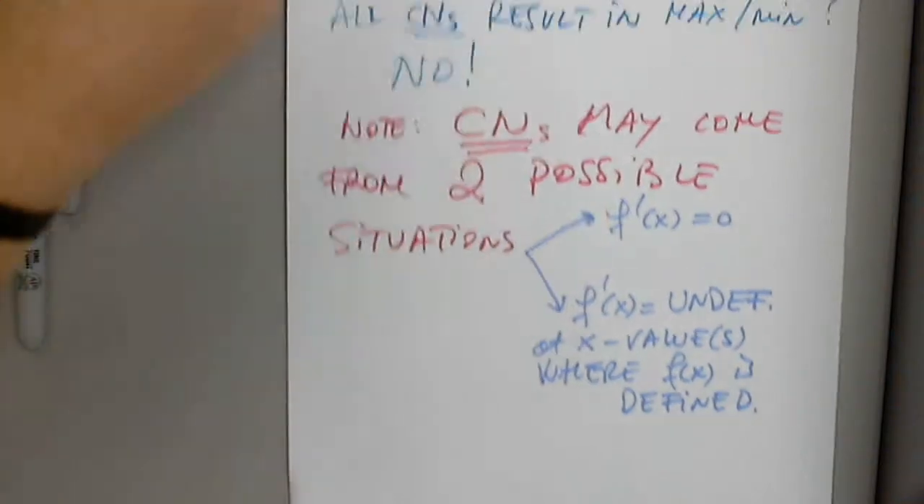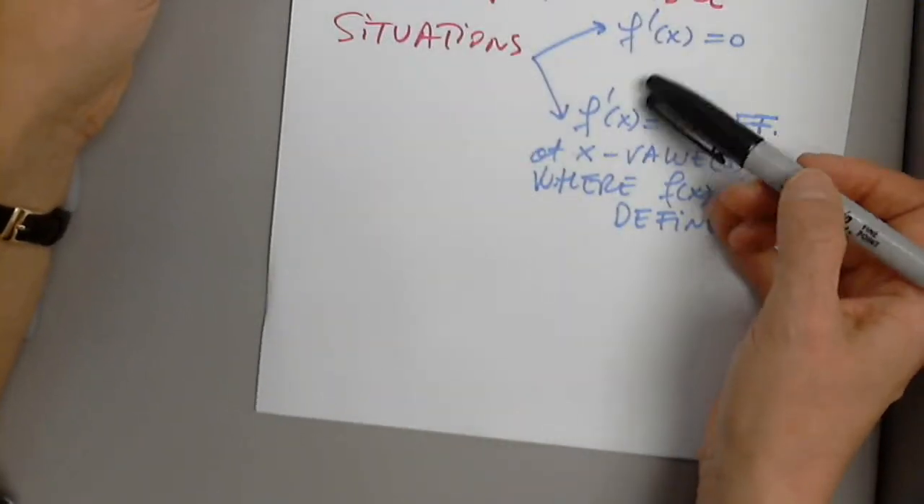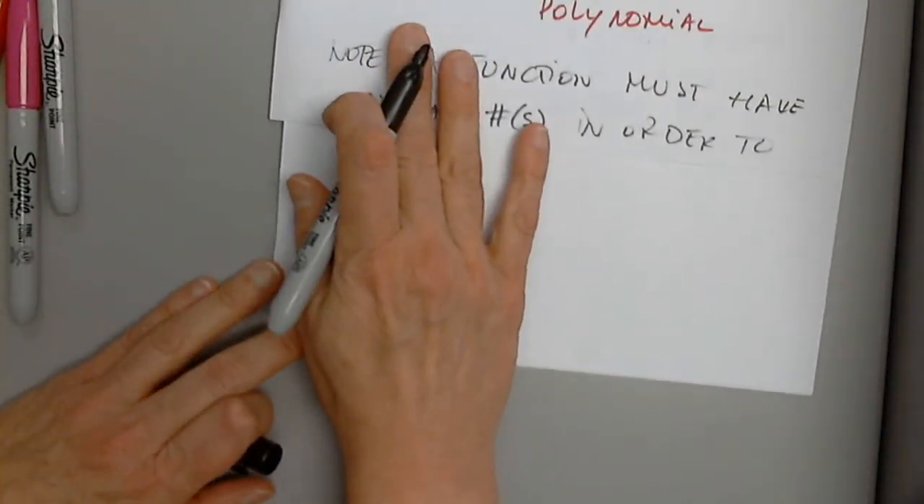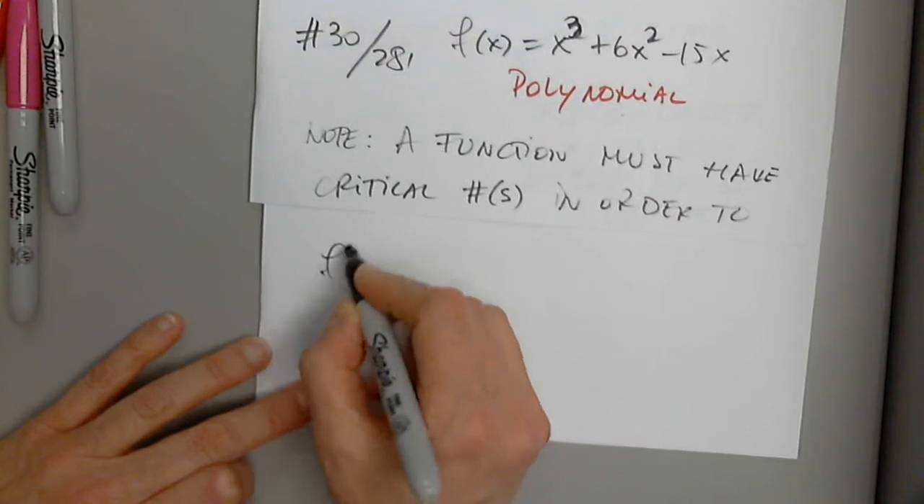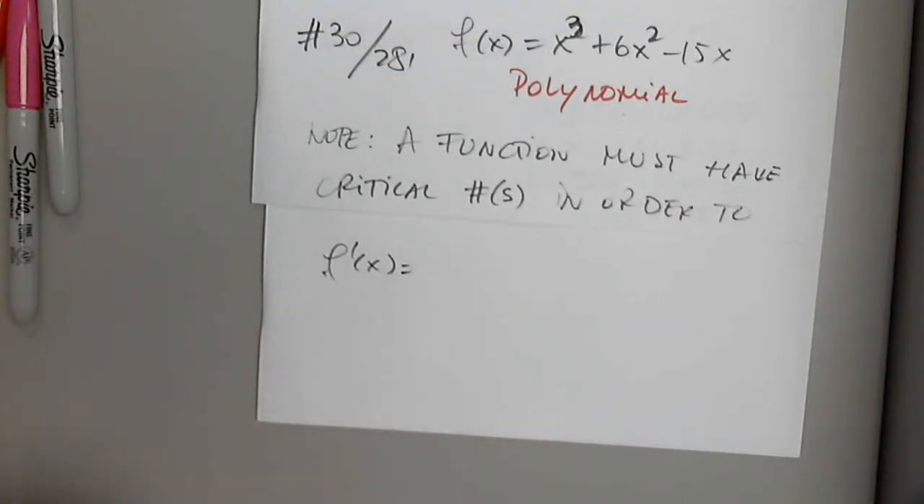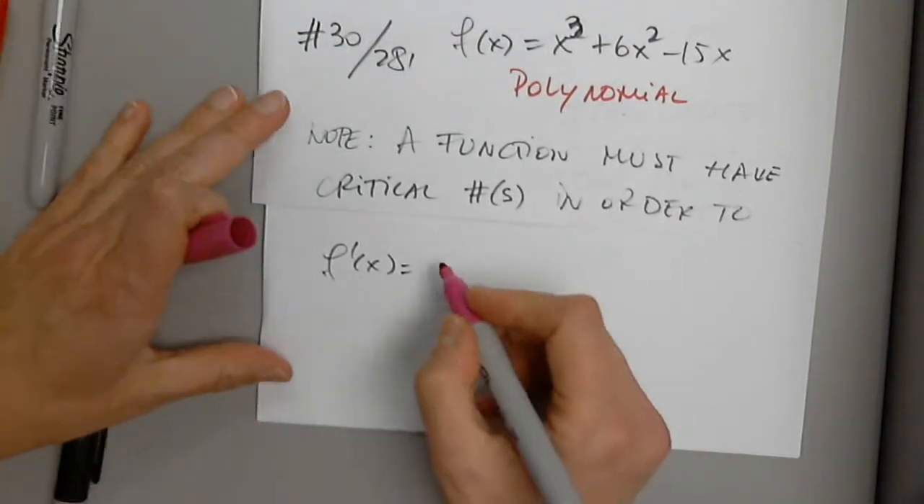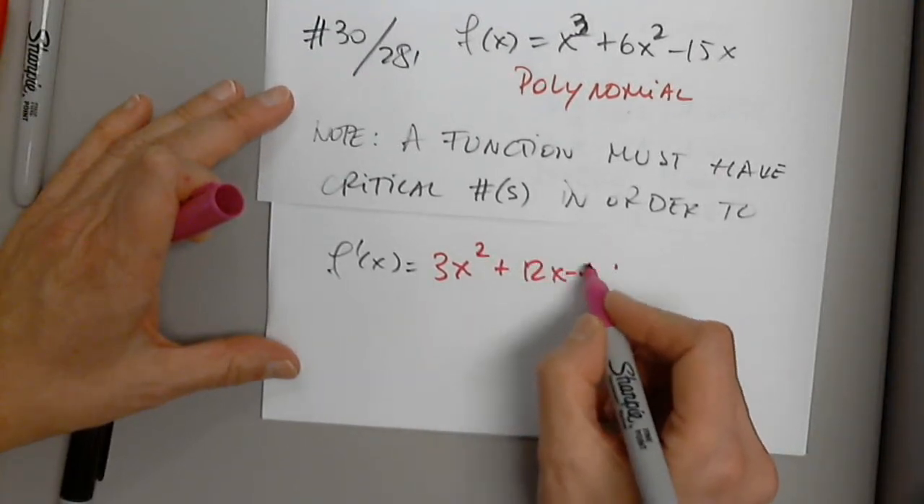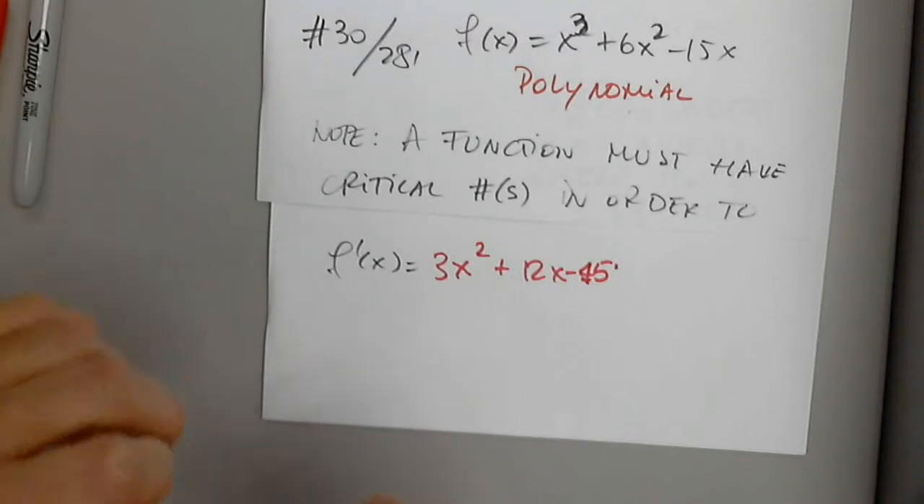So let's apply this concept for this function. Either way, I have to find f prime. So let's find f prime for our number 30 on page 281. Can anyone give us f prime? 3x squared, very good, plus 12x, minus 15. Perfect.